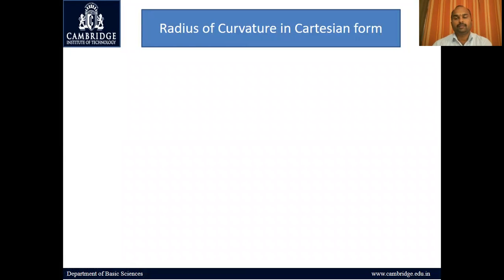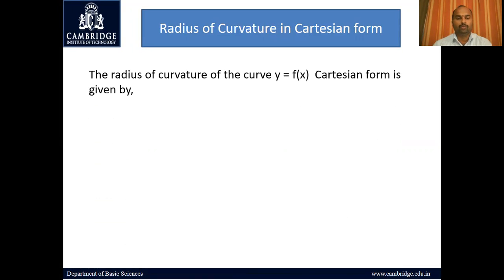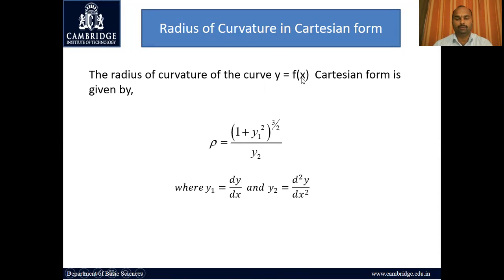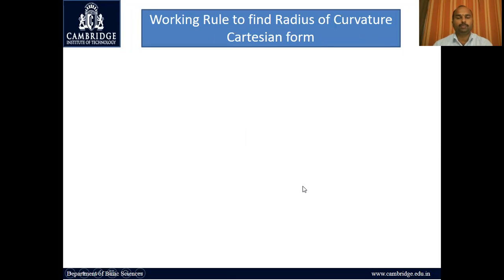So next, radius of curvature in the Cartesian form. Let us take the curve y equals f of x, the Cartesian curve, and the formula is given by rho equals (1 plus y1 square) to the power of 3 by 2 divided by y2. So this y1 and y2 are: y1 is dy by dx, that is the first derivative of y, and y2 the second derivative of y.